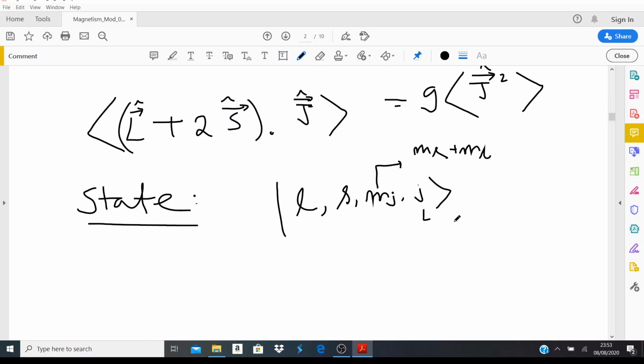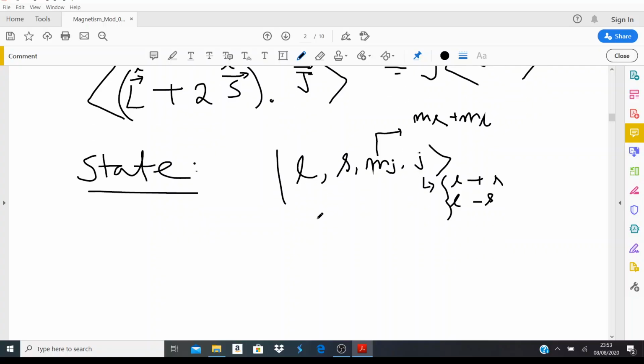And J can have two values, which are L plus S and L minus S, right? These are the two values that J can have, and Mj is Ms plus Ml. And L and S are quantum numbers for orbital angular momentum and spin angular momentum, respectively. Mj is the quantum number for the z component of the total angular momentum J, and J is the quantum number of the total angular momentum itself, right? So you know these things from the previous lectures.